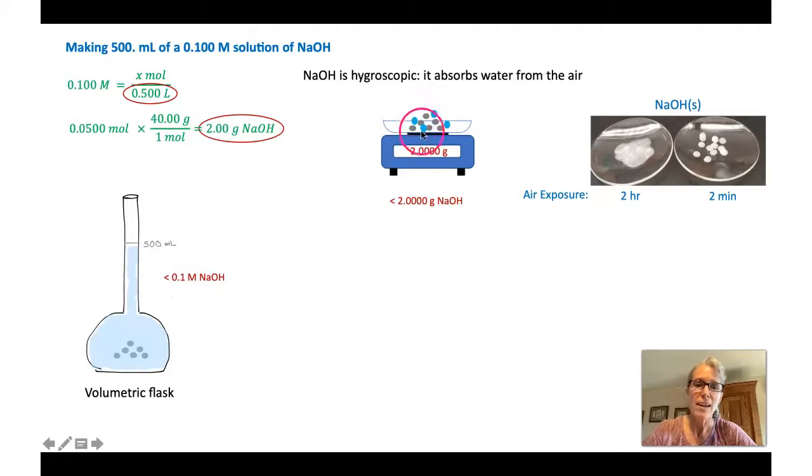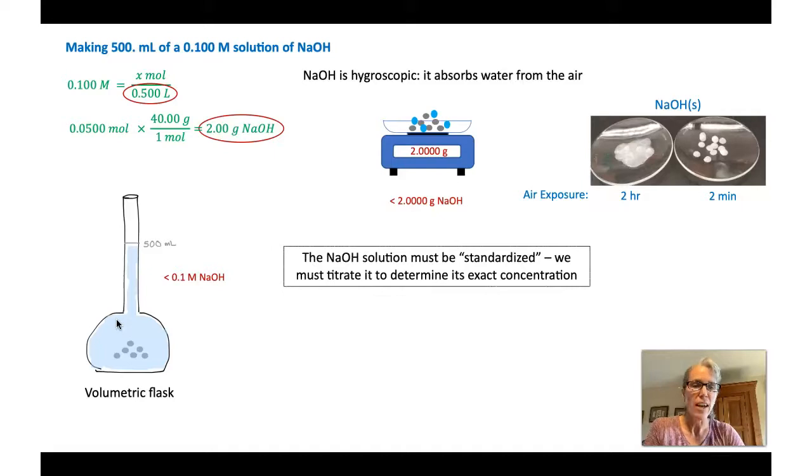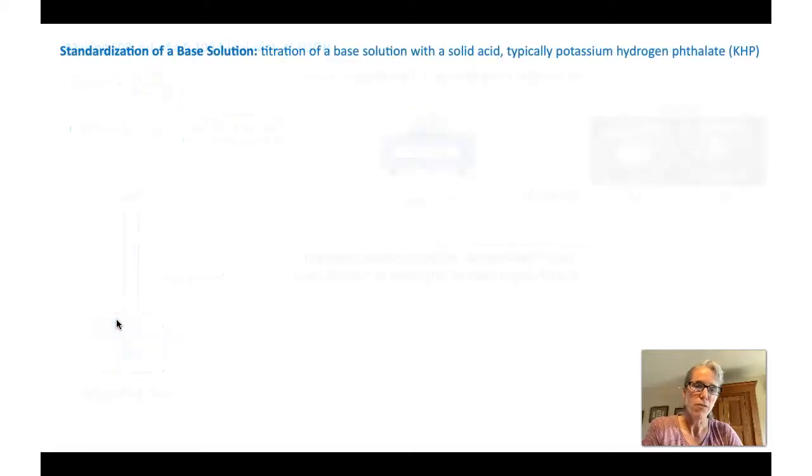And we can't tell how much water we have here, so we're always doomed. We're never going to know precisely what that sodium hydroxide concentration is, which is why we need to standardize the solution, which means we need to titrate it to determine its exact concentration before we can use that solution to titrate something else. All right, so let's now talk about that standardization.